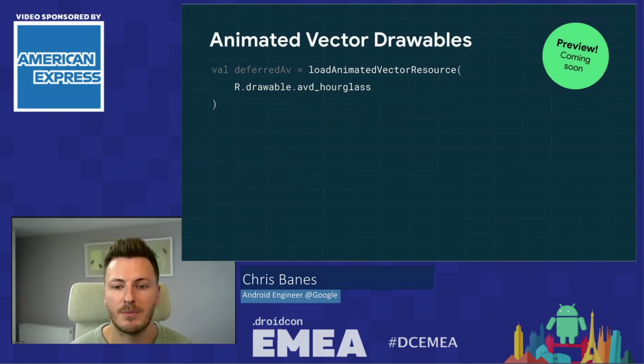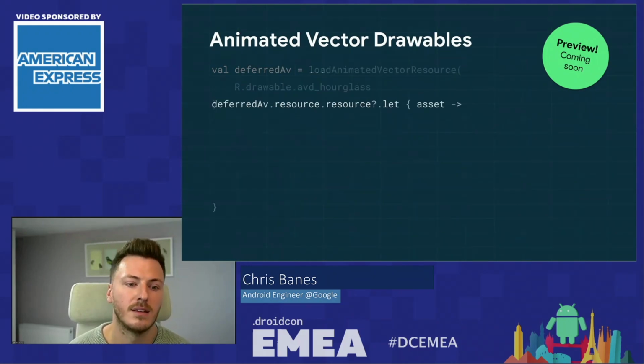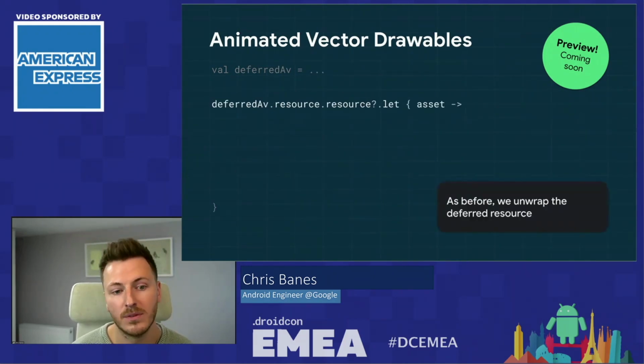And that brings me on to animated vector drawables. So this hasn't quite landed yet. It's actually still in a CL on AOSP. And so what I'm about to show you is a complete preview. The APIs may have actually changed by the time it lands, but it gives you an idea. Now, the reason why I've just gone into asynchronous loading APIs is that the animated vector resource is only asynchronous. There's no synchronous version. And similar to before, we have the load version, so it's called load animated vector resource. And again, we get a deferred resource back. And then we can unwrap it as we did before.